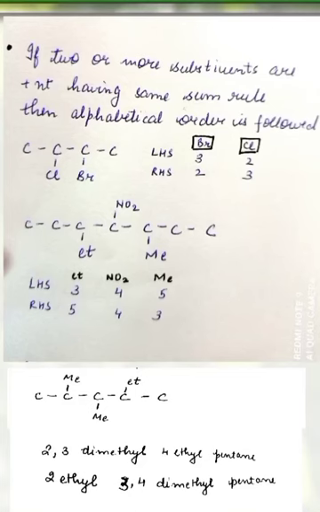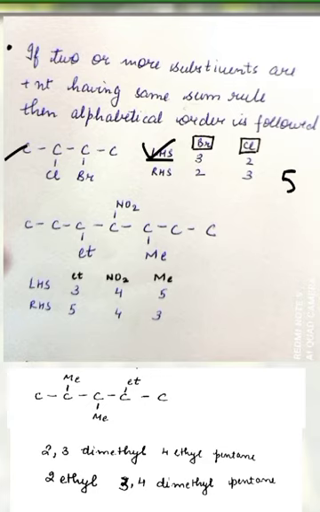The next rule says that if two or more substituents are present having the same sum, then alphabetical order is followed. Let us understand it with an example. In this example, if I number from the left hand side, then bromine gets the third position while chlorine gets the second position. While if I number it from the right hand side, then bromine gets the second position and chlorine gets the third position. Their sum is the same, that is 5. Now the numbering that gets bromine at the lower position will be preferred. Hence, the numbering from the left hand side is preferred.